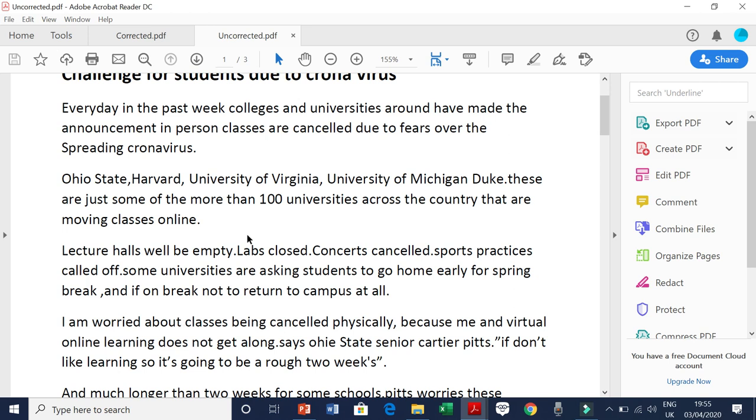Then you see the language, how it is too direct. For example, Ohio State, Harvard, University of Virginia. Now you see too many commas, again, overuse of commas. University of Michigan, Duke. These are just, you see, a full stop. Then why not a capital letter? Why is it a small letter? These are just some of the more than 100 universities that are okay.